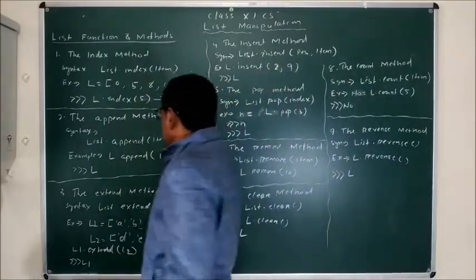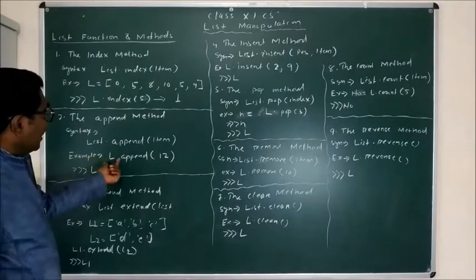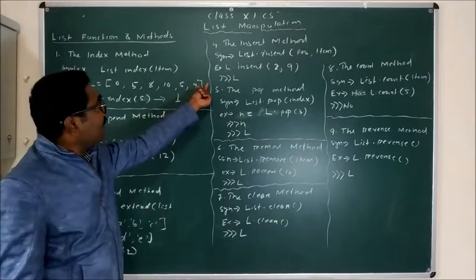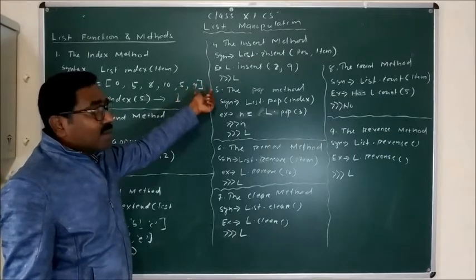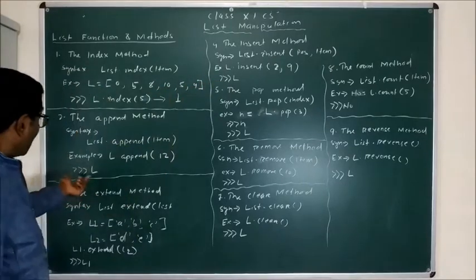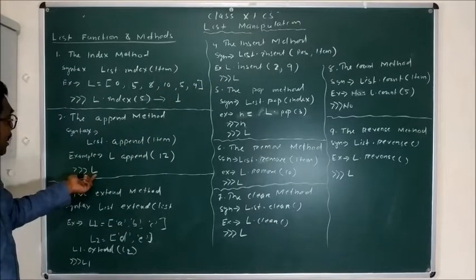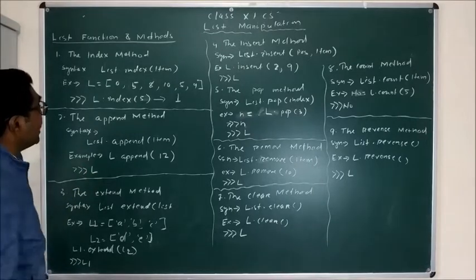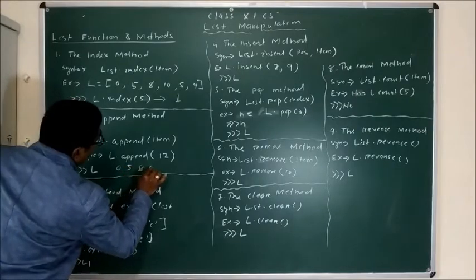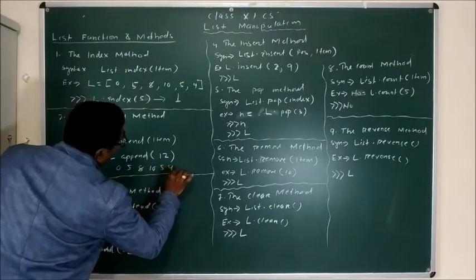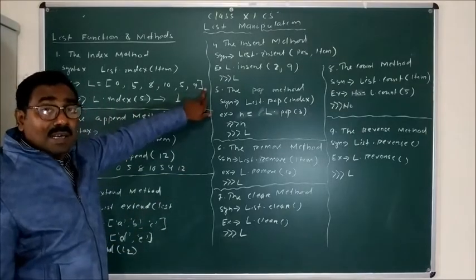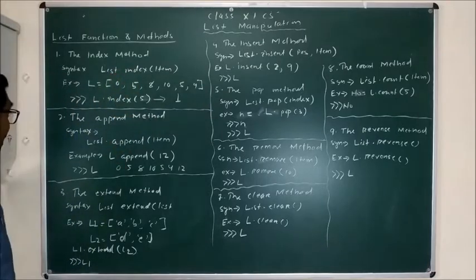Now suppose we are using the same list L and L dot append 12. Now 12 will be added at the end of the list. That means the last element of the list is 4, so 12 will be added after 4. This statement is used to display the list. When I display the list, it will show 0, 5, 8, 10, 5, 4 and 12, because 12 is added at the end of the list. This is the use of the append command.